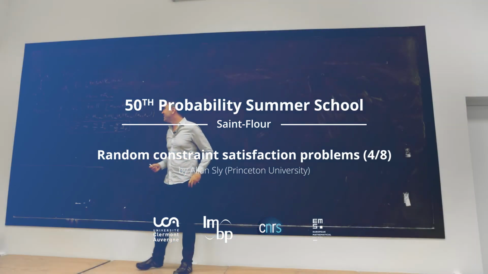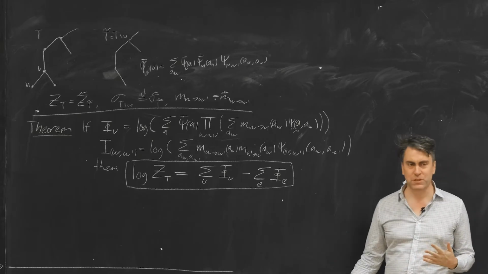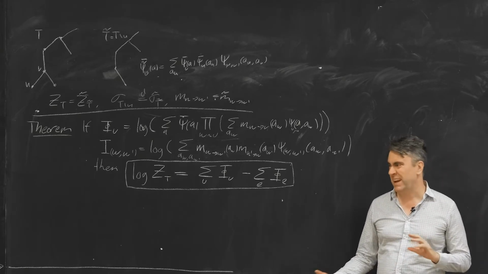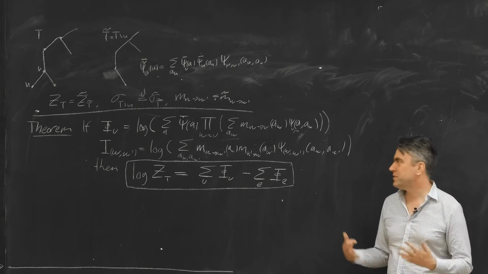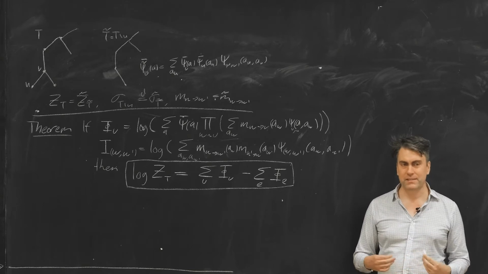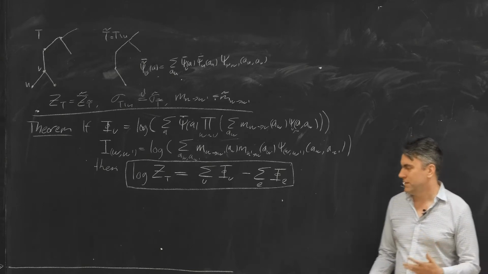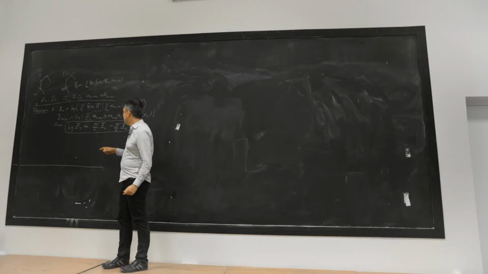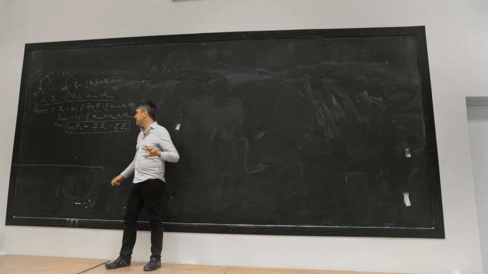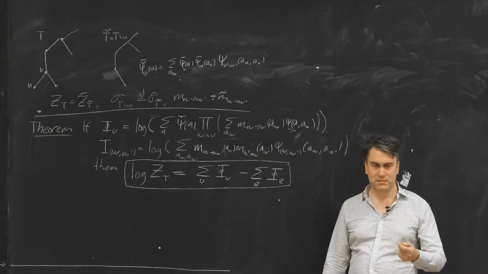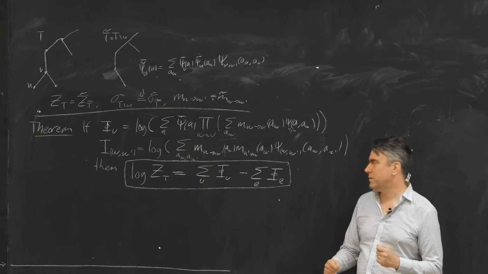Good morning, everyone. So last time we talked about how to calculate marginal probabilities for these spin systems on trees. In terms of the belief propagation equation, the message from W to W prime is the marginal probability at W when we remove the edge from W to W prime.